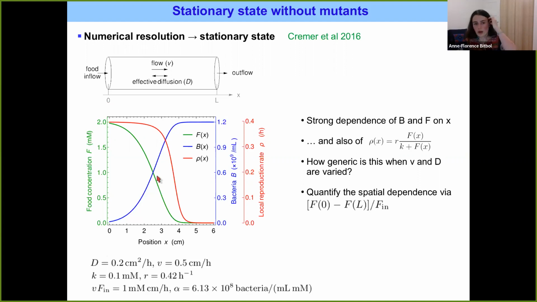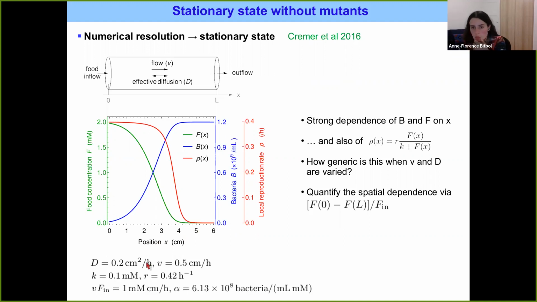And that's because bacteria are eating the food, and then at some point it saturates, all the food is being eaten, and they cannot grow anymore. So that's the idea. And we have also plotted here in red the local reproduction rate, which is given by this function. Essentially, it's proportional to food, but there is a saturation. So local reproduction rate is also something that decreases quite steeply, and after some position in the gut, there is no more reproduction because there is no more food to reproduce. Okay, so that's the stationary state.